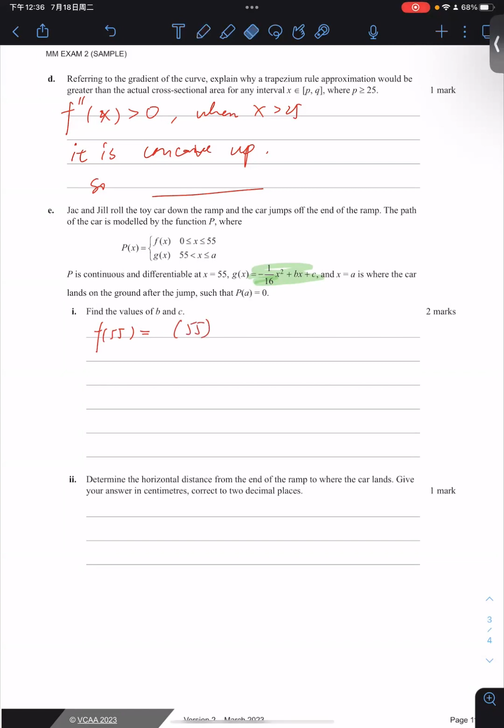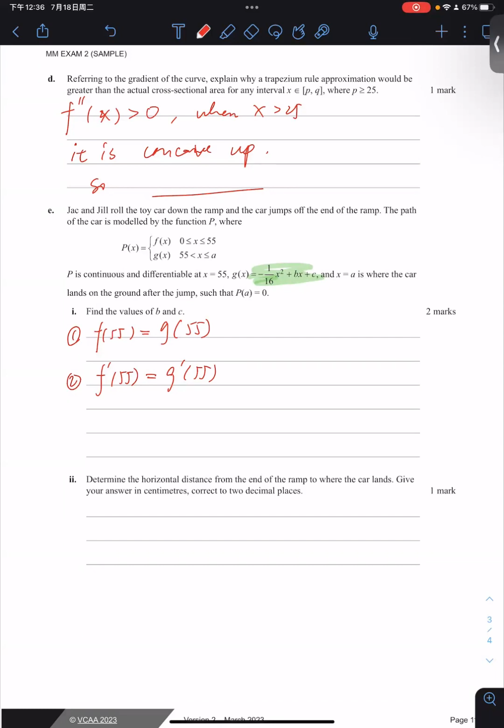Even though x equals 55 is not in the domain of g, it is smooth. So we are not having a gap between the graph. And second, as it is smooth, we should have the derivatives when x equals 55 equal to each other, substituting into the different parts of the functions.